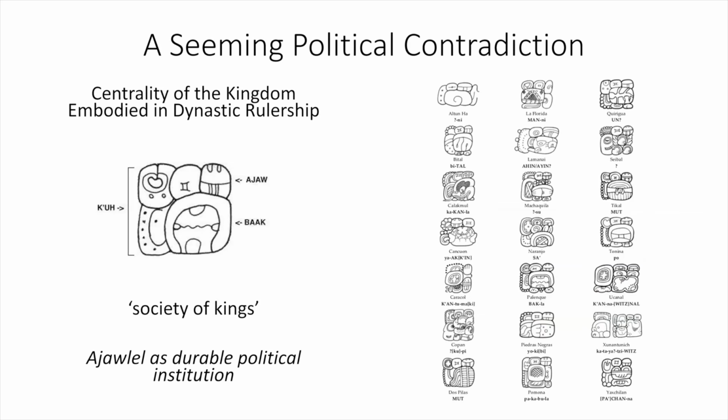So we have somewhat of a contradiction. If we look at the evidence available to us, both archaeological and epigraphic, there's very clear data to support the centrality of the individual kingdom as a durable, lasting political institution. This is best reflected by the distributions of emblem glyphs, each kingdom having a political title that dynasties of kings, or lineages of kings, used over long periods of time.